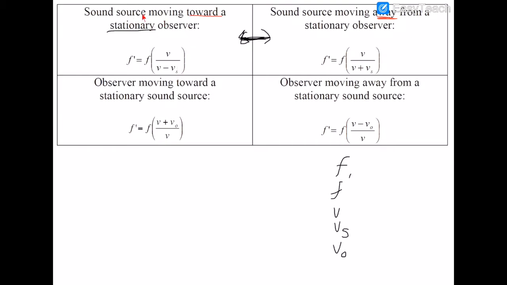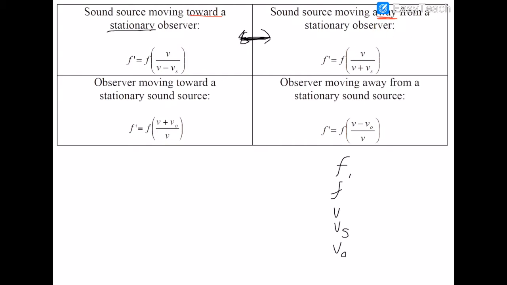You'll see that if the sound source is moving towards a stationary observer, then it's a minus sign down here in the bottom. But if it's moving away from a stationary observer, it's a plus sign down here in the bottom. So those are the 2 equations if something's moving towards you or away from you, the thing that you're normally experiencing. Like if a race car went by you really fast, you'd hear a really high frequency here, and then it dropped down to a low frequency here.